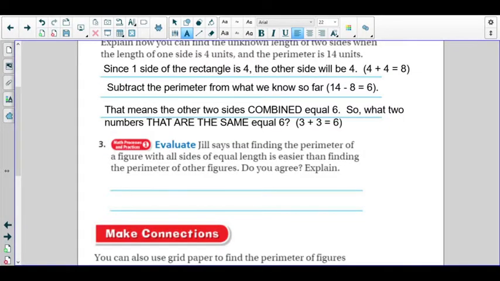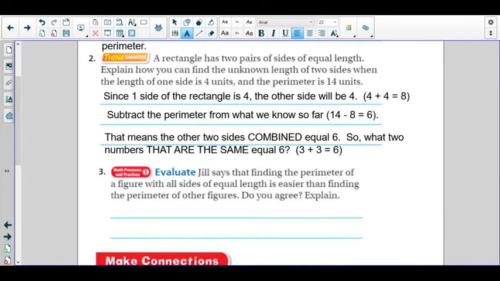So the answer for number 2 will end up being, since one side of the rectangle is 4, the other side will be 4. So 4 plus 4 is 8. Subtract the perimeter from what we know so far. So we know the perimeter is 14, and so far we have 8. That leaves us 6 left over. That means the other 2 sides combined equals 6. So what 2 numbers that are the same add up to give us 6, and that's going to be 3. All right, 3 plus 3 is 6.